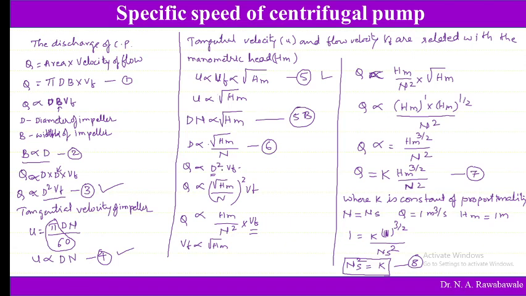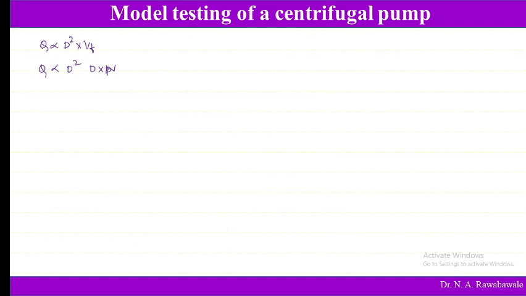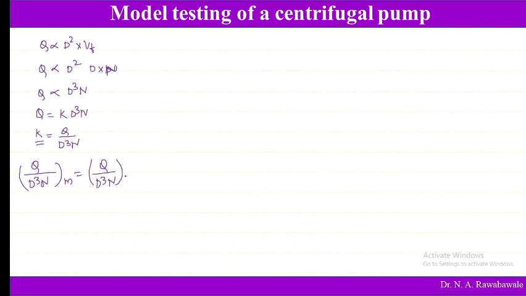You can see here, U is proportional to DN and U is proportional to Vf. U is proportional to D into N, so Vf is proportional to D into N. Therefore Q is proportional to D cube N. So we can write Q is equal to some constant K D cube N, or this constant K is equal to Q divided by D cube into N. This constant K must be the same for model and prototype. Therefore, we can write Q divided by D cube N for model must be equal to Q divided by D cube N for prototype.